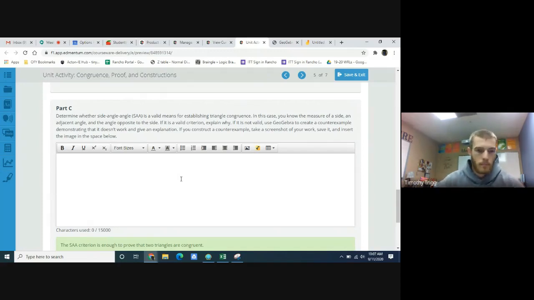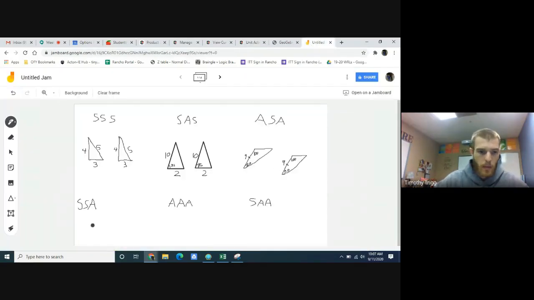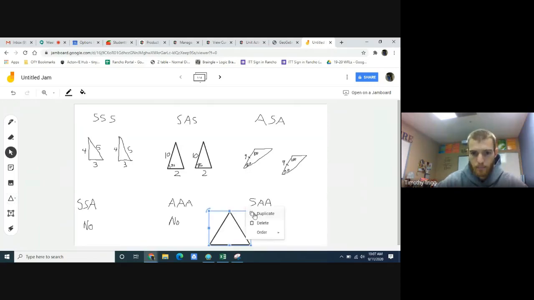Okay. So what we have is side angle angle. One of the things I want to point out is that this did not work. Now we're going to try this one. Well, we already know angle side angle works, but do we know if side angle angle works? Well, let's try an example. Okay. So I'm going to create two triangles. I'm going to use this triangle tool here. You might want to write this on a separate sheet of paper or something.